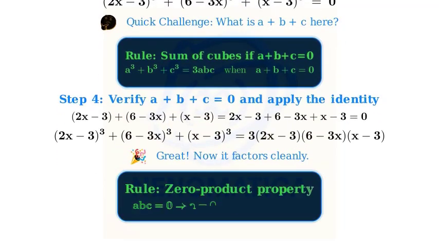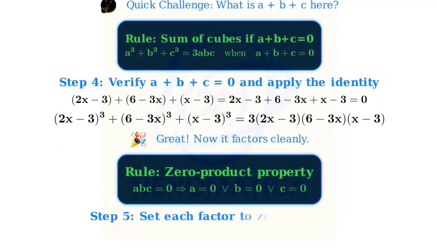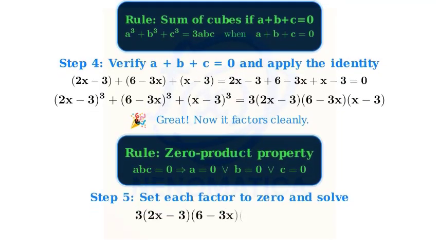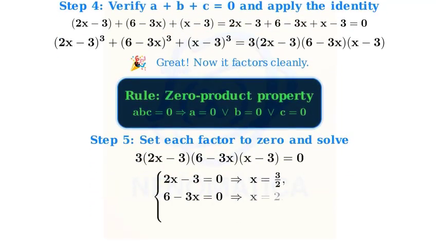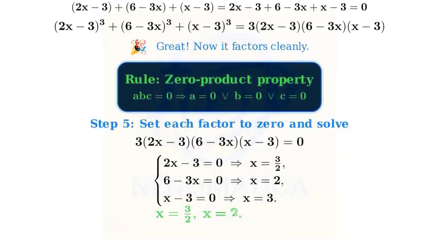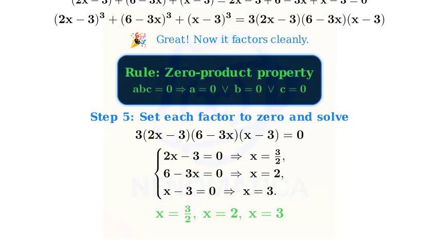Step 5. Set each factor to 0 using the zero product property. Solve each linear factor to get all solutions. Therefore, the solutions are x equals 3/2, x equals 2, and x equals 3.